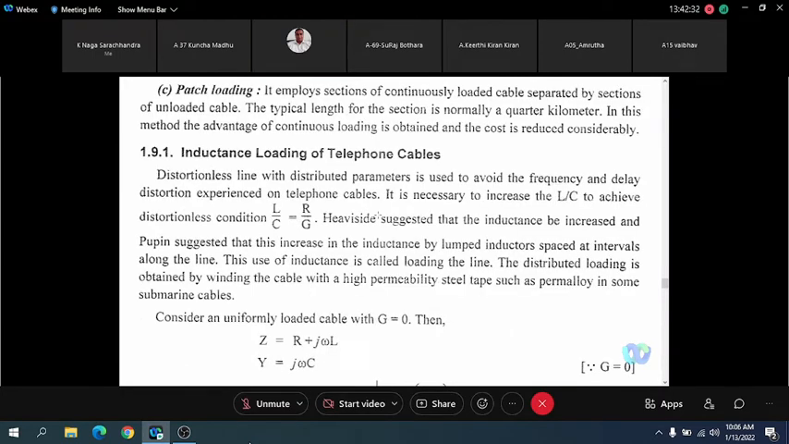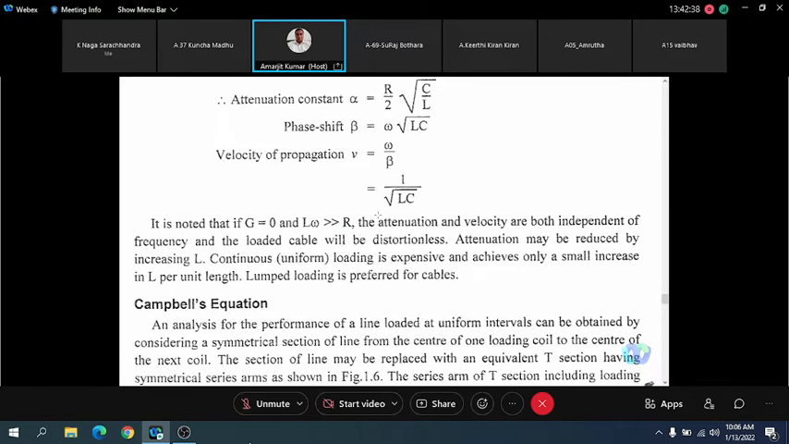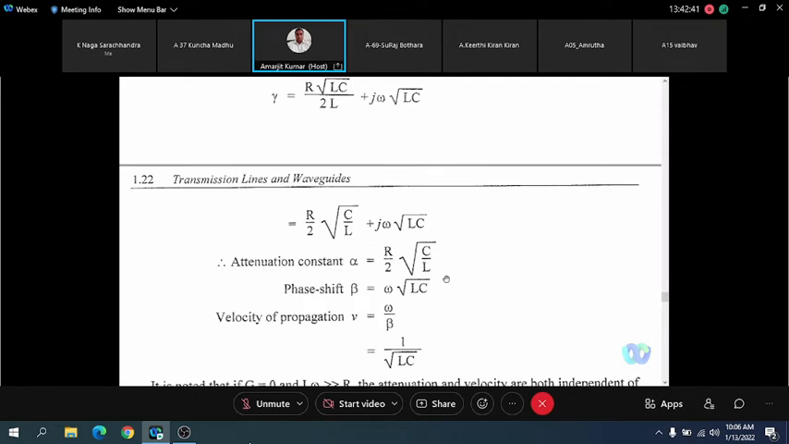For inductance loading of telephone cables, we have already discussed this, and alpha and beta we had calculated. Alpha is equal to R/2 root C/L, beta is equal to omega root LC. The velocity of propagation is not dependent on the frequency. It is equal to 1 upon root LC. So this is a non-dispersive transmission line, because the velocity is not a function of frequency. If it is a function of frequency, it is known as a dispersive transmission line. In any material, when the velocity is a function of frequency, it is known as dispersive material. When the velocity is independent of the frequency, it is known as non-dispersive material.